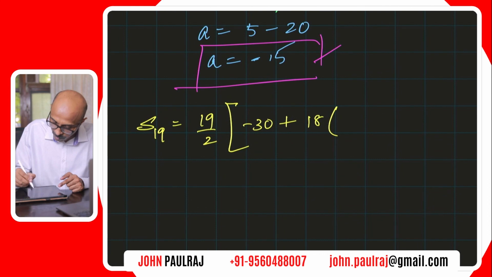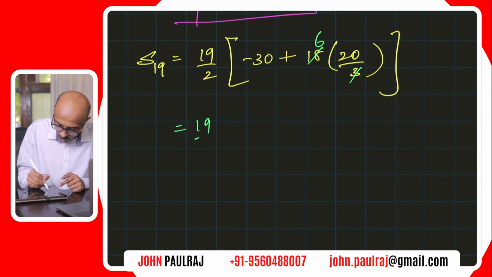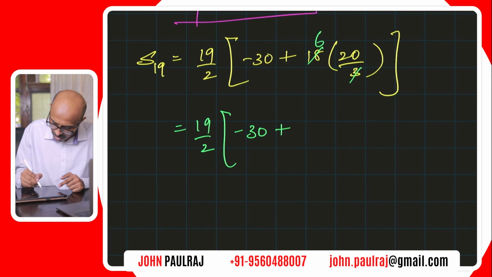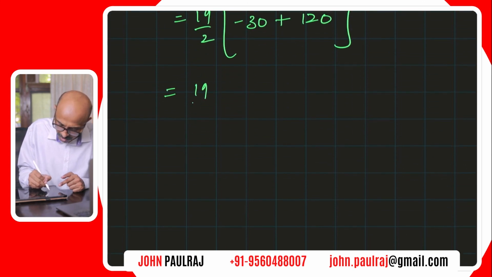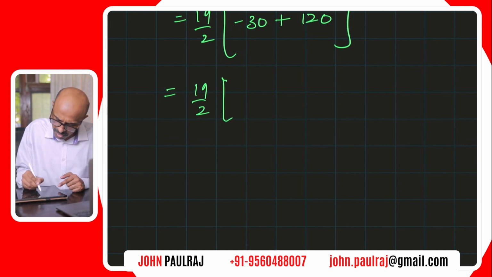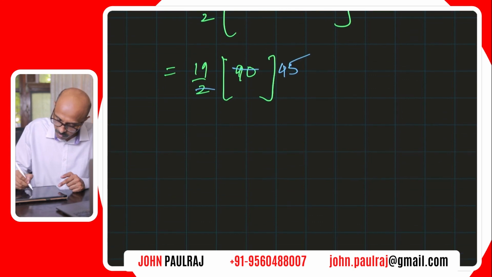Again, like I said before, it might seem unfriendly before, but now as you can see, the 3 very nicely can cancel with that 18. And so when we simplify this, you get 19 over 2, and here we have negative 30. What do you have? 6 times 20, and that should be 120. Okay, and 19 over 2, this is going to be 90, I believe. 90, yeah, that's right. And so that can further be simplified as 45. So we got 19 times 45. Let's work that out quickly. We are doing this without a calculator.